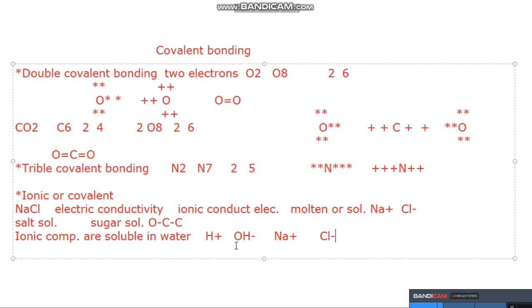Some covalent compounds are soluble in water, for example sugar. But we have, for example, petrol, benzene, which can't dissolve in water and contains covalent bonds. We also have oil. Oil can't dissolve in water. It's insoluble in water and it contains covalent bonds.